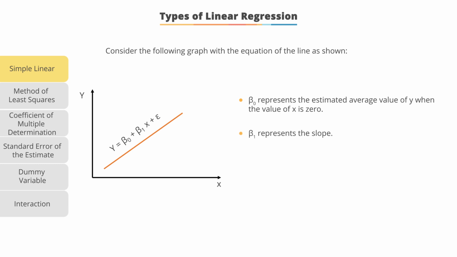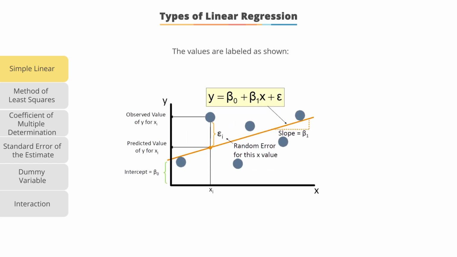B sub 1 represents the slope. It also represents the estimated change in the average value of y as a result of a 1 unit change in x. In a lot of data science and machine learning terms, you'll hear this as the coefficient or the weight. And then that e is going to be noted as the error term, which is unexplained variance in the model. So you can see that the intercept, b sub 0, is where y starts when x is equal to 0. Now here we have 6 dots.